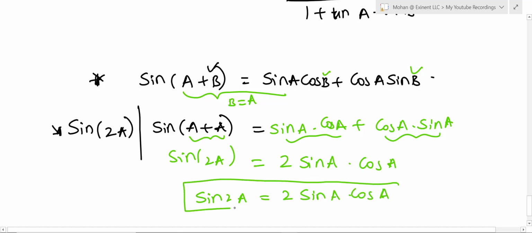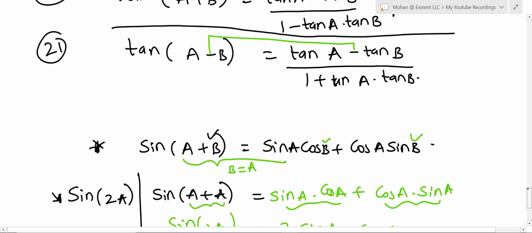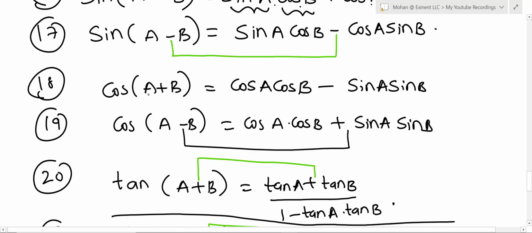In the same way, all the formulas have come. Which means that you can derive cos 2A in the same way, and you can derive tan 2A also. If you put B is equal to A here, that will give you cos 2A. And if you put B is equal to A here, it will give you tan 2A. Okay. Summation formulas are done.